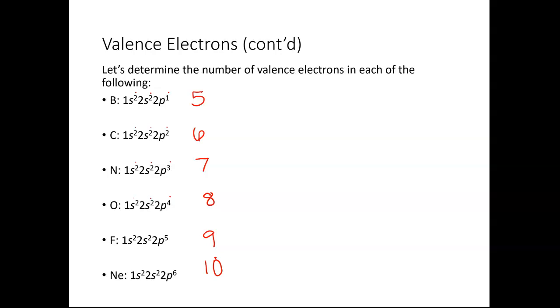So we are going to practice with these electrons, and then we are going to talk about why certain atoms are more reactive than others, and it has to do with these valence electrons and how many electrons are in the outermost valence shell.